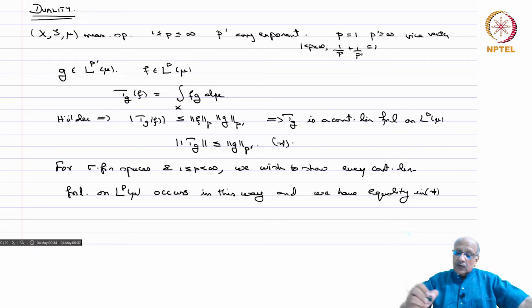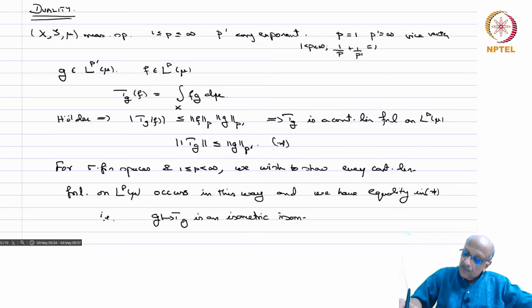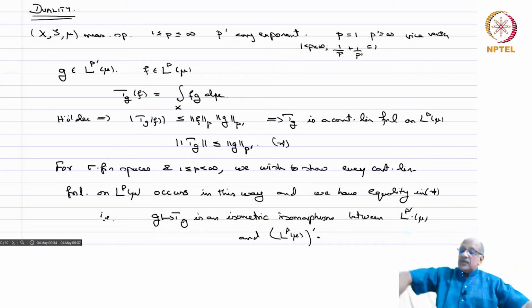So in other words, this map g going to T_g is an isometric isomorphism. It's a one-one onto continuous map, and therefore it is an isomorphism by the open mapping theorem, and it's an isometric isomorphism because the norm is preserved, between L^p'(mu) and L^p(mu)', which is the dual space.